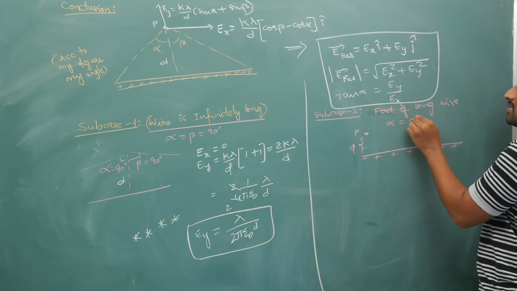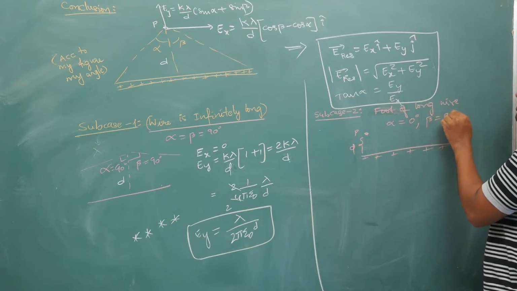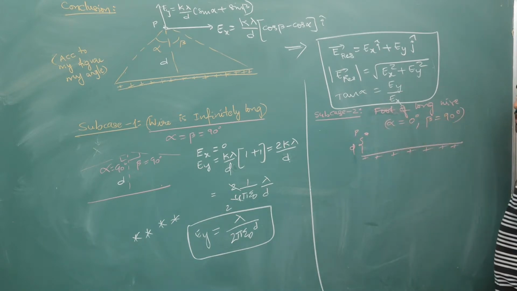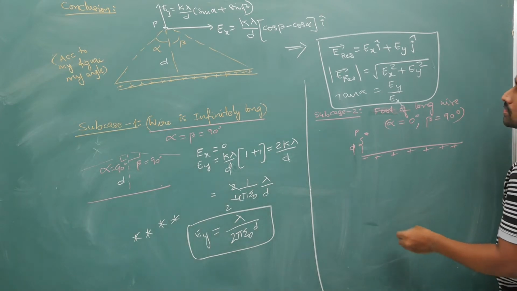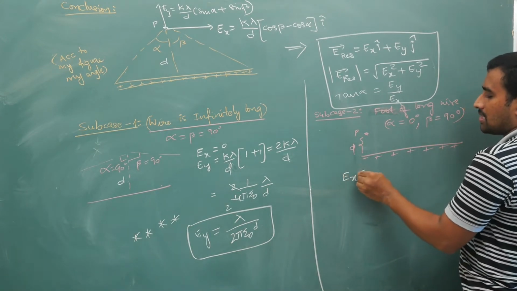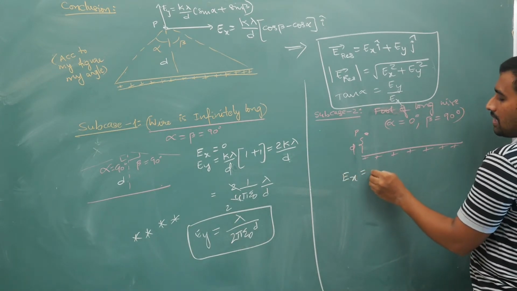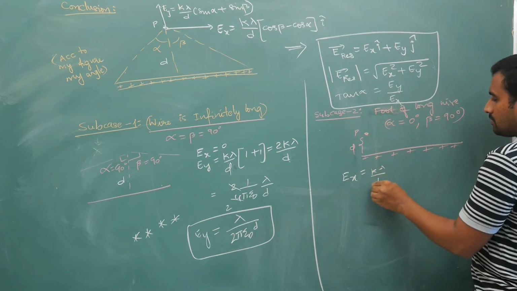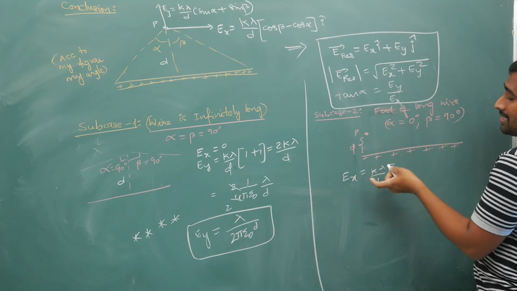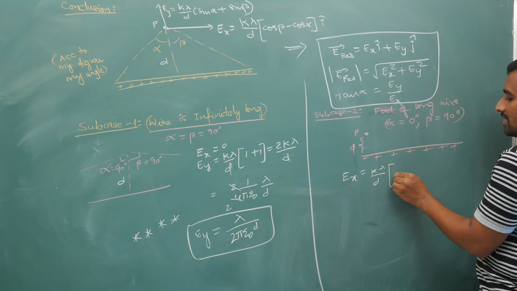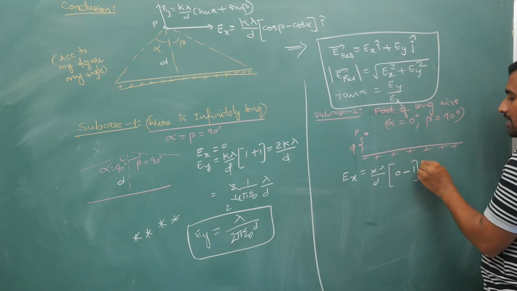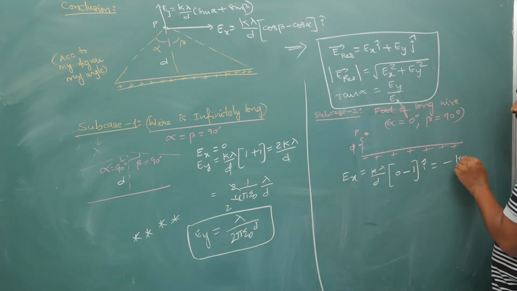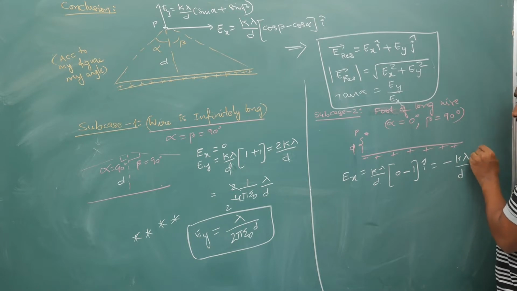Your alpha is 0, beta is equal to 90 degrees. So now your Ex is k lambda by d times (cos 90 minus cos alpha). So that is 0 minus 1 i cap. So that will give you minus k lambda by d i cap.